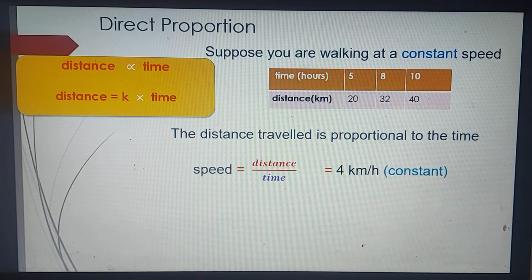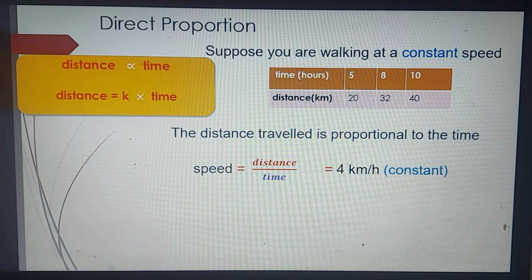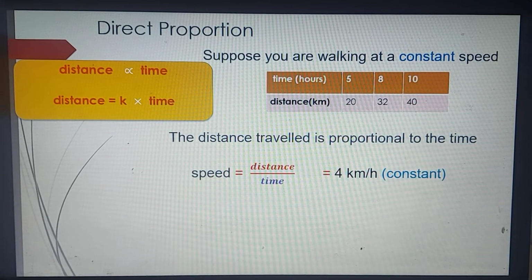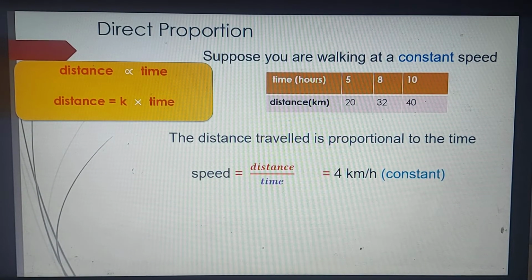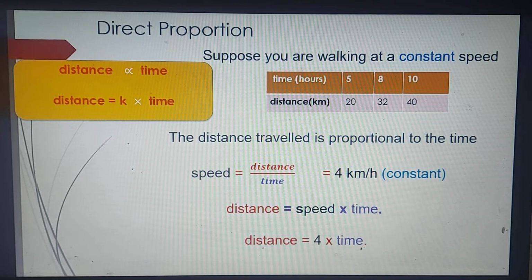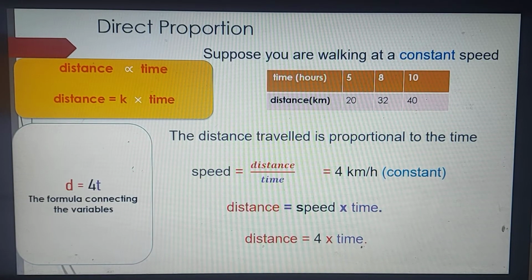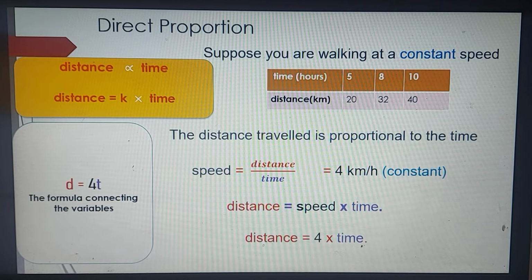The speed equals distance over time. It means that when you divide the distance by time, 20 divided by 5, 32 divided by 8, 40 divided by 10, you get a constant speed of 4 kilometers per hour. So the distance equals speed multiplied by time. Alright, so the formula connecting the variables is D equals 4T.